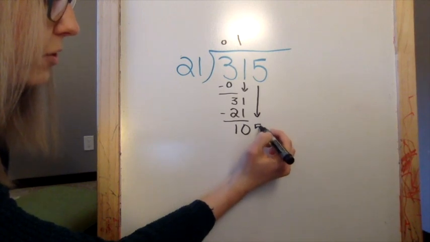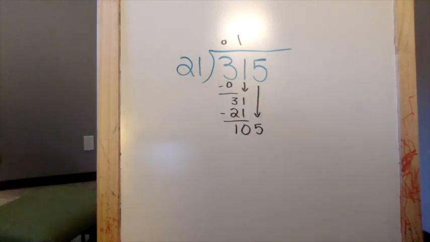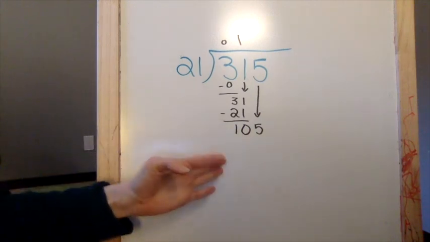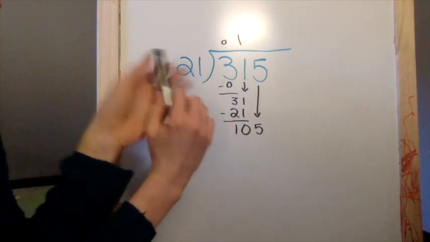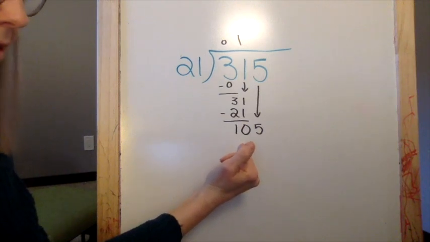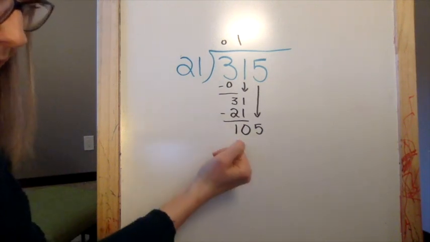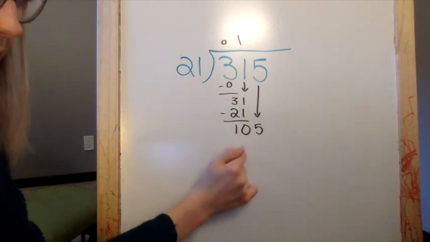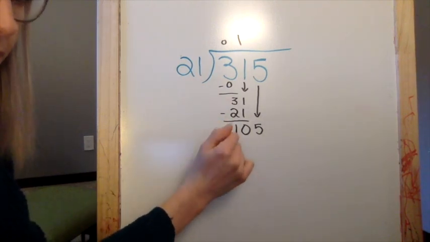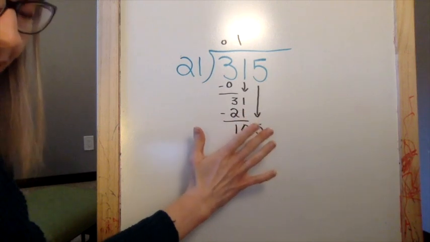Now we have 105. Now we're going to use our estimation here to think of how many times we think 21 will go into 105. So look here, you have 2 tens and you have 10 tens. How many times does 2 go into 10? 2 tens and 10 tens. Don't worry about the ones. 2 times 5 is 10.